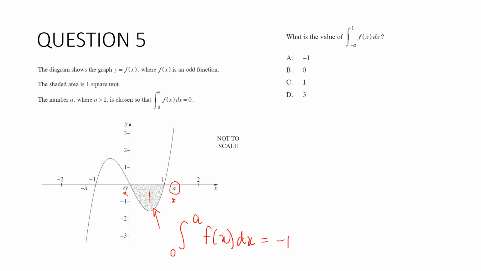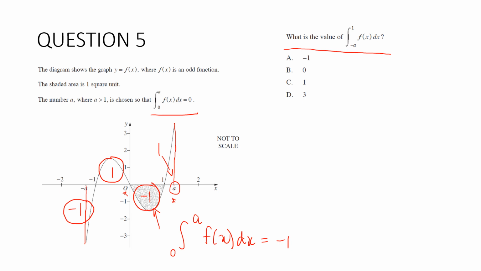And we're told that the integral between 0 and a is equal to 0, which means that these two areas must cancel out, because this is actually negative. And so that area there must be positive 1. Now we have symmetry, which means the integral between negative 1 and 0 is 1. And in between negative a and negative 1 must be negative 1. All right, to get this part here, the integral between negative a and 1, we're going to add this and this and this. Negative 1 plus 1, take away 1, is equal to negative 1. The answer is A.